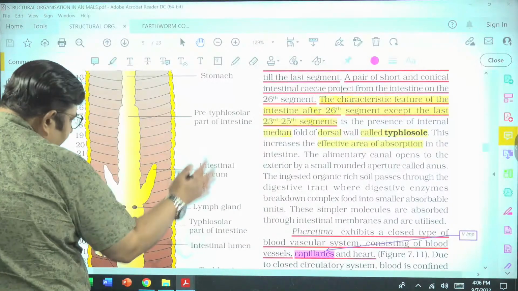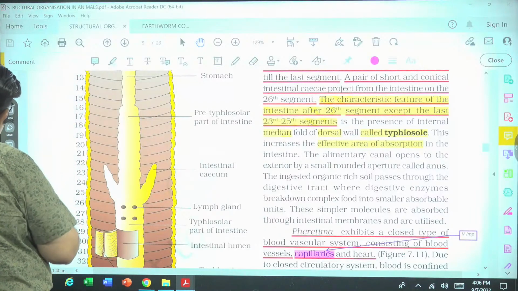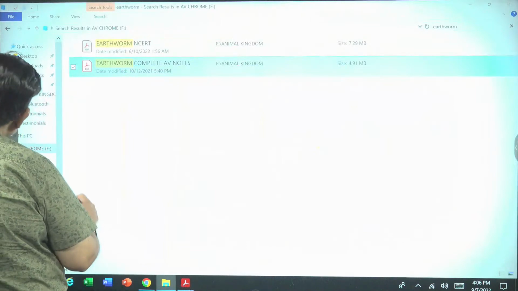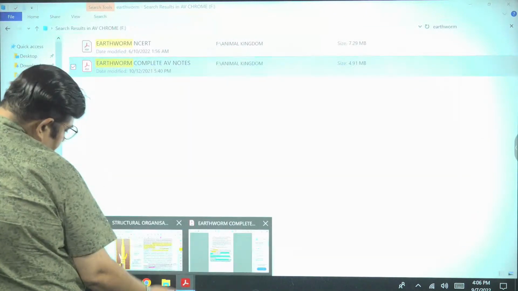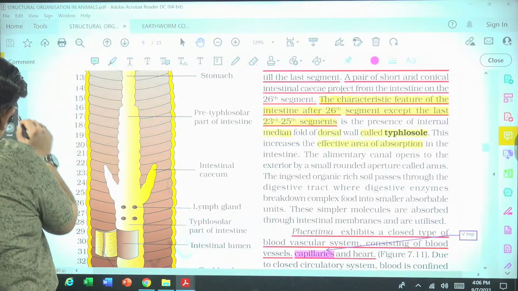Now, very quickly, I can summarize all this. When I summarize on the board, at that time you can learn it thoroughly. So let me summarize this.